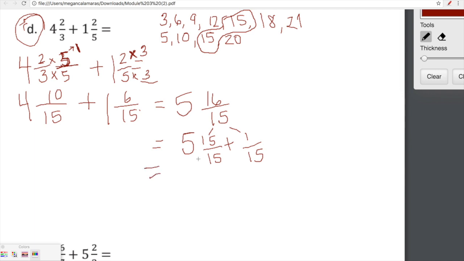We're going to simplify this once more because we know 15/15 is just a fancy way of saying number 1. So we're going to rename 15/15 as 1.